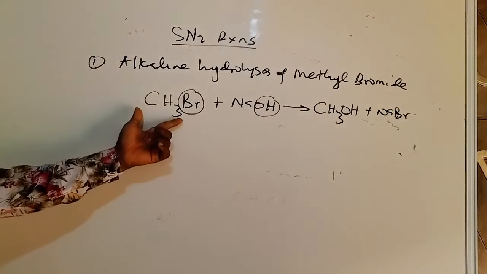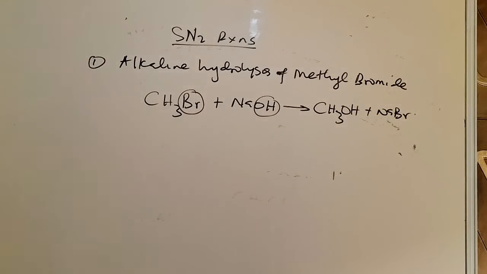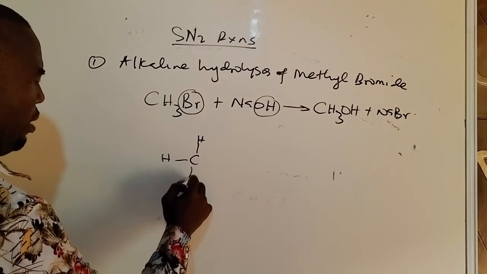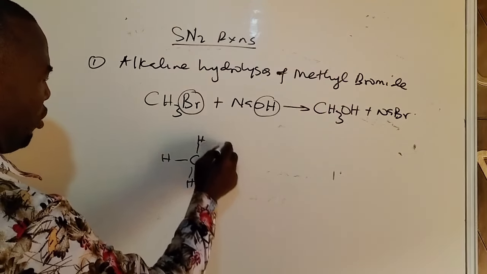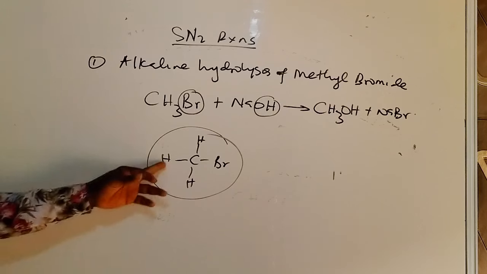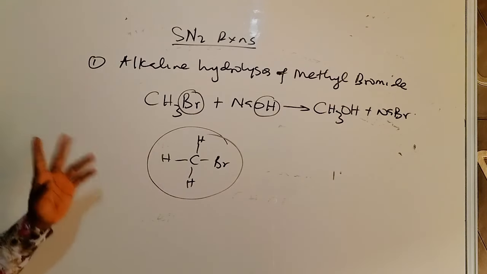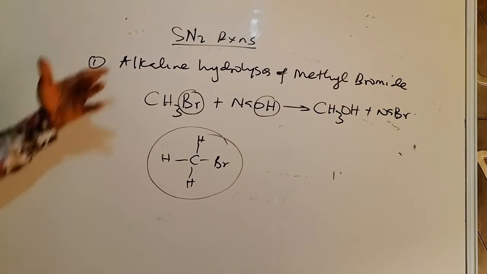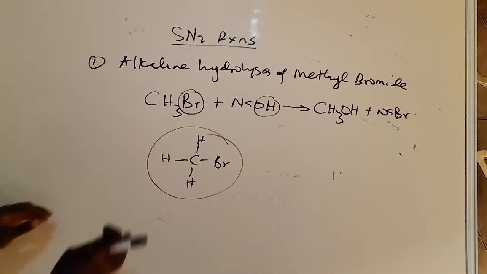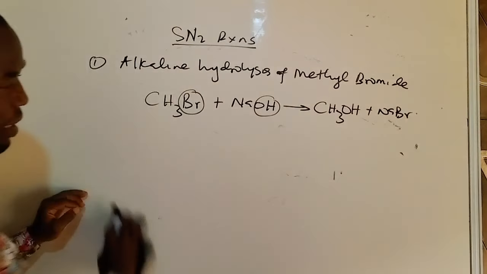So why would this reaction occur by the SN2 mechanism? Look at the alkyl halide given to you. This is a simple alkyl halide. It's a methyl halide. As I said, methyl halides and primary alkyl halides undergo the SN2 reaction mechanism. That's the reason why this reaction must occur by the SN2 reaction mechanism. So now let's look at the steps involved in the mechanism.